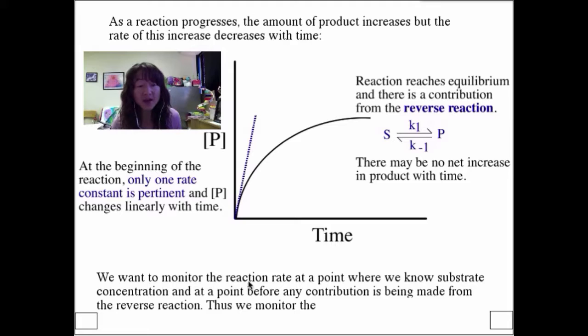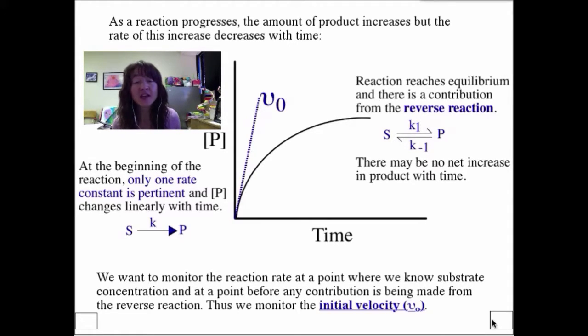So we want to monitor the reaction rate at a point where we know substrate concentration and at a point before any contribution is being made from the reverse reaction. We thus monitor the initial velocity, and that is what's shown by this linear function. Marvelous. Let's move along now and talk about when things are not so simple.